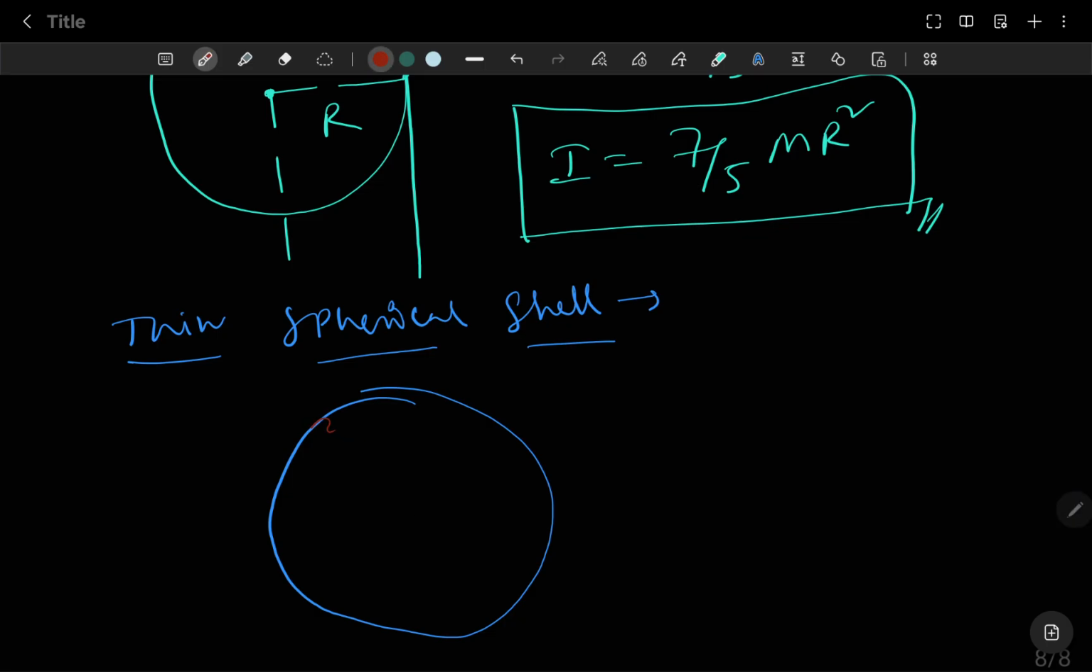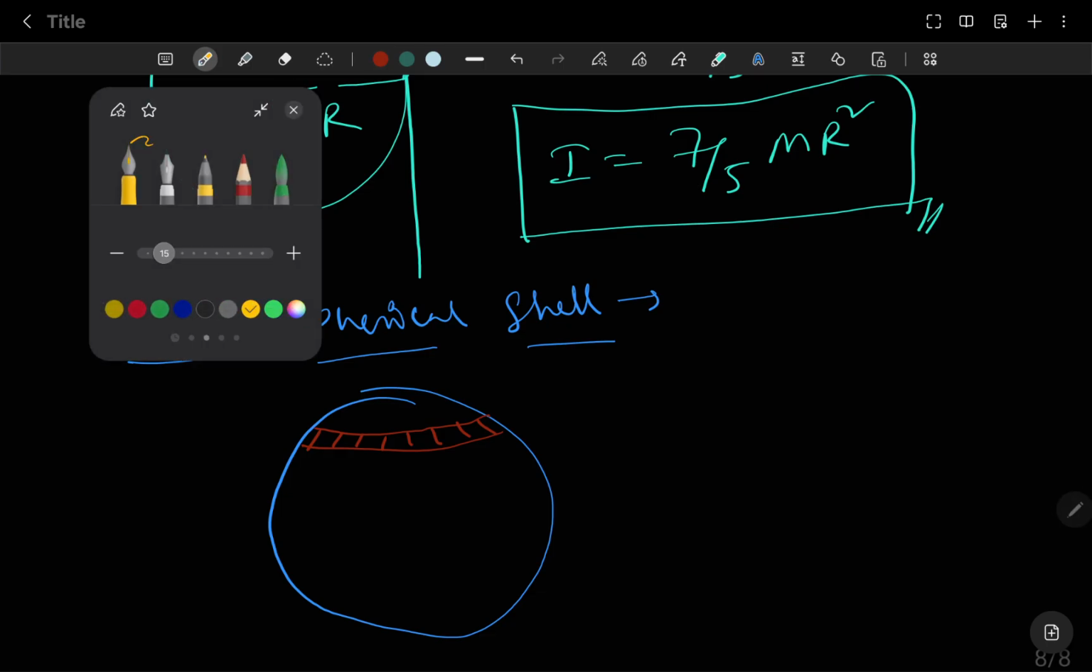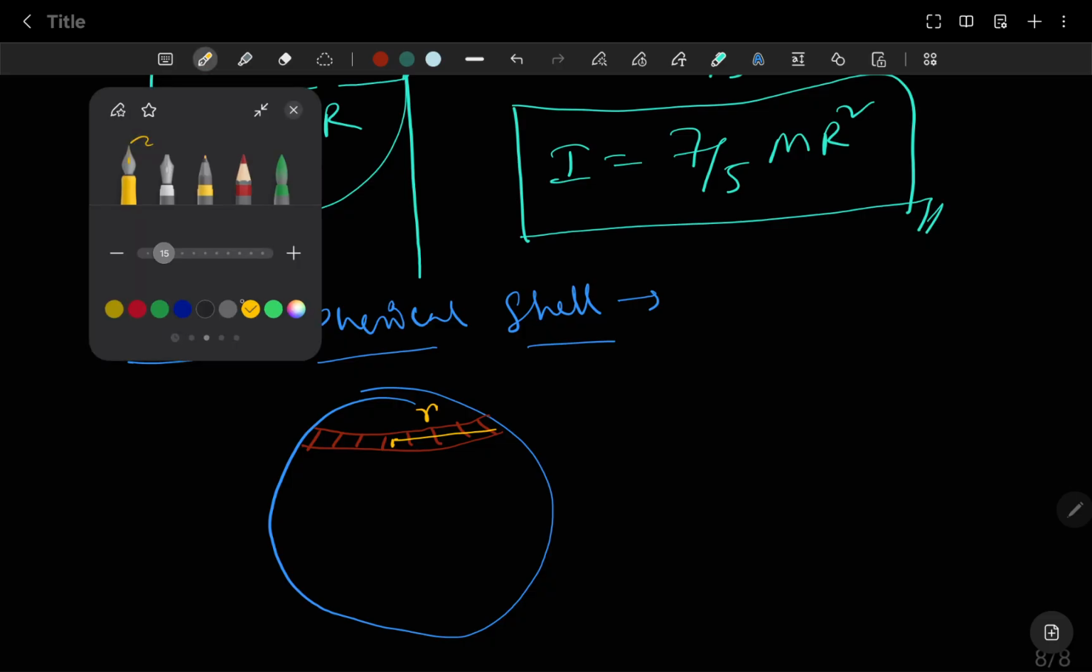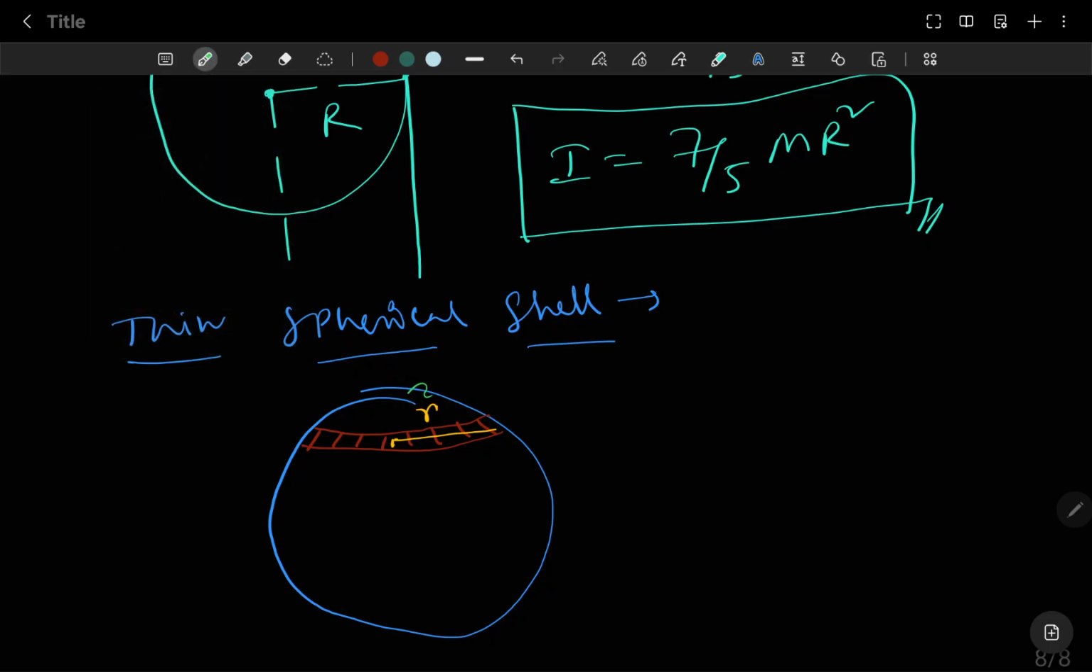Now let us consider a strip like this. You have to visualize that if you cut a strip like this from the shell, you will get a ring, right? Clear? The radius of the ring will be, say, r. We will calculate the moment of inertia about a diametrical axis.